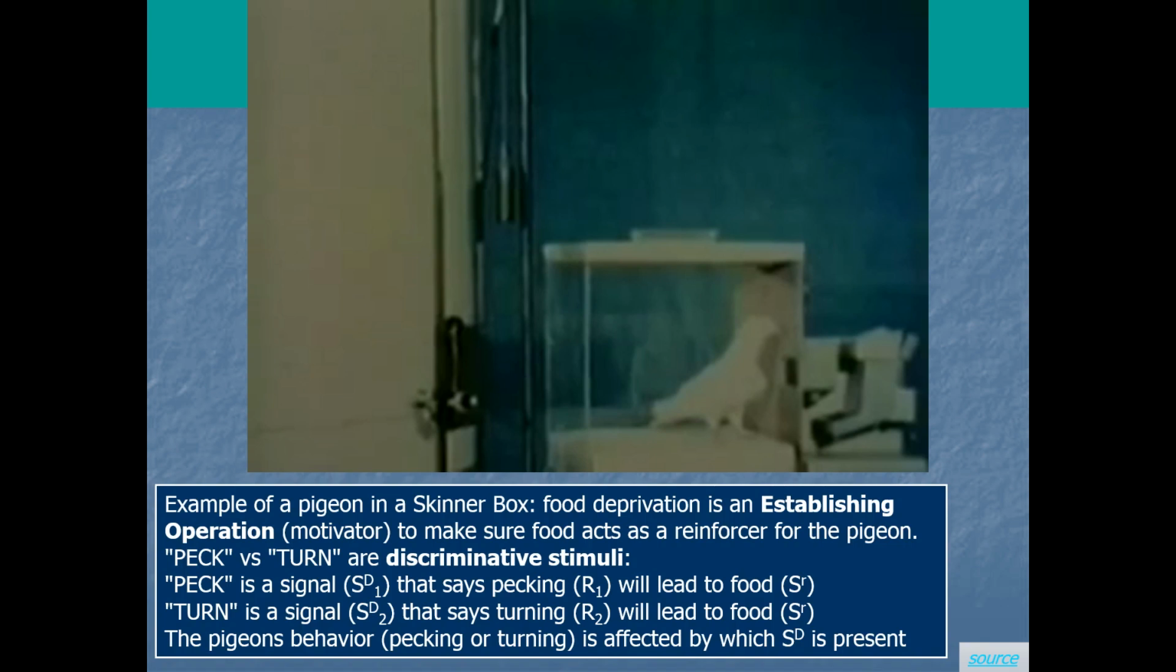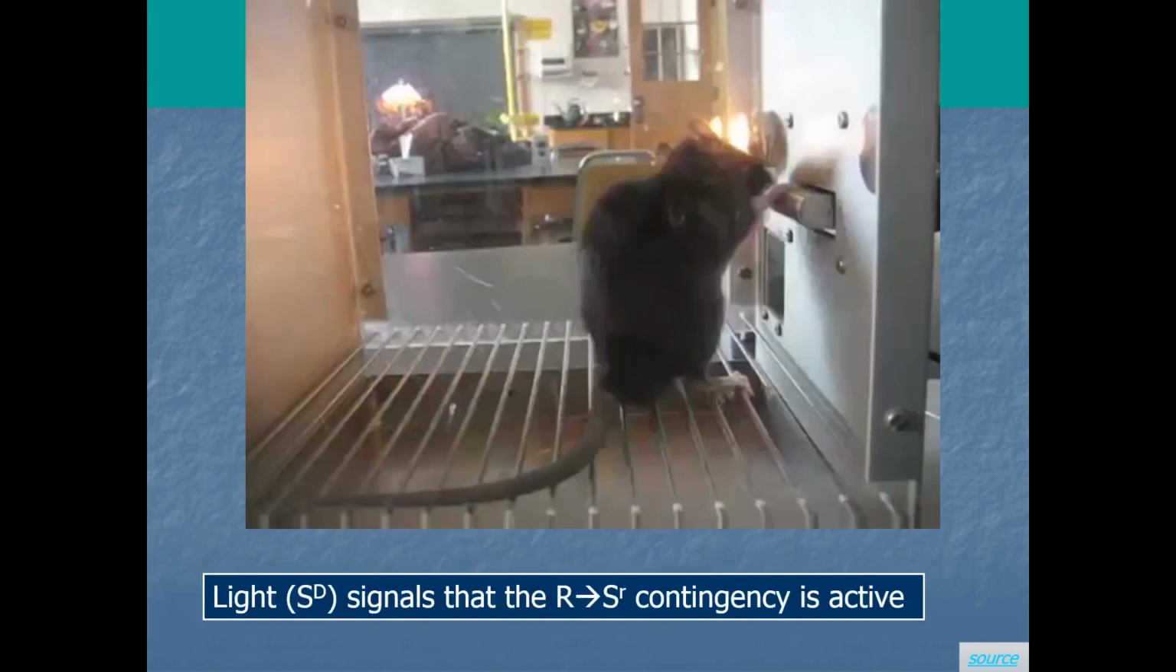The turn sign, that's a signal, a discriminative stimulus, the second one, that says turning, our second behavior, will lead to food. So it sets the occasion for turning, making that more likely, but if R1, the first behavior, shows up during that sign, nothing happens. So the pigeon's behavior, pecking or turning, is affected by whatever discriminative stimulus happens to be present.